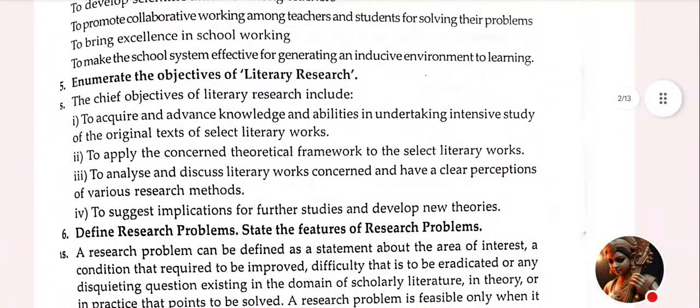Enumerate the objectives of literary research. The chief objectives of literary research include: 1. To acquire and advance knowledge and abilities in undertaking intensive study of the original text of select literary works. Second, to apply the concerned theoretical framework to the select literary works. 3. To analyze and discuss literary works concerned and have a clear perception of various research methods. Fourth, to suggest implications for further studies and develop new theories.